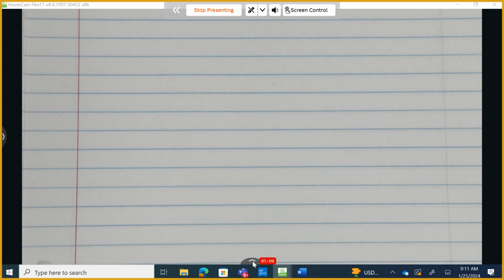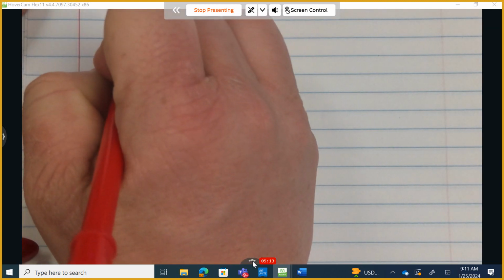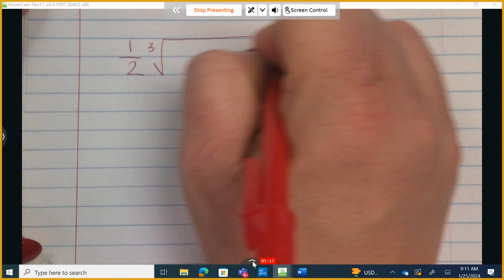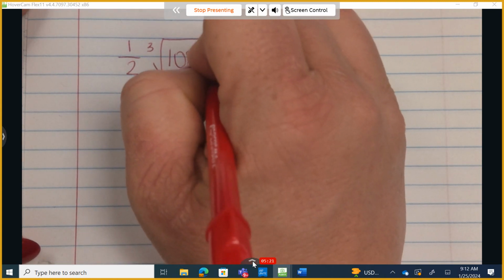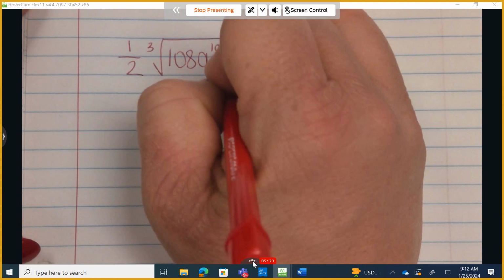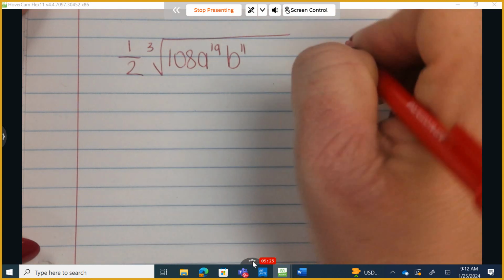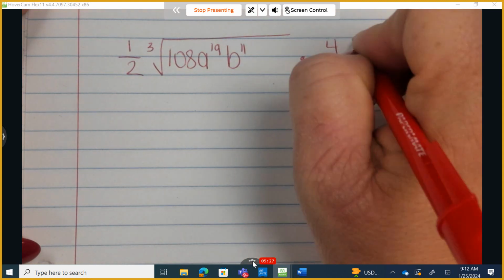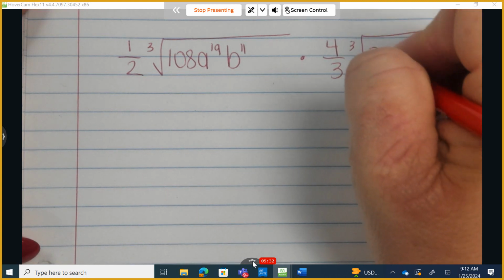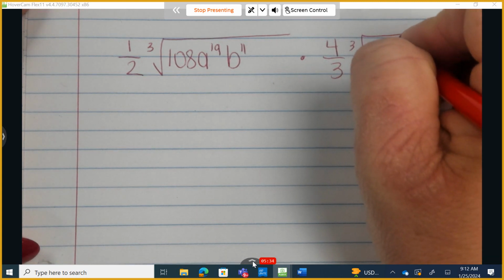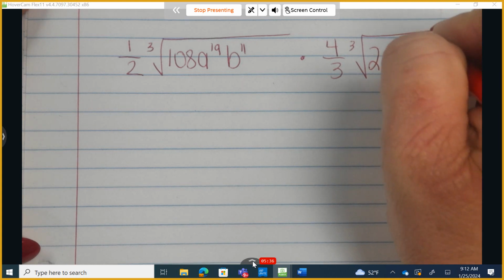All right, we're going to do another pretty one before it makes it more complicated. We're going to have 1/2 up front, 1/2 up front. Cube root of 108, a to the 19, b to the 11, times 4/3, cube root of 2, a to the 3rd, b to the 2nd.